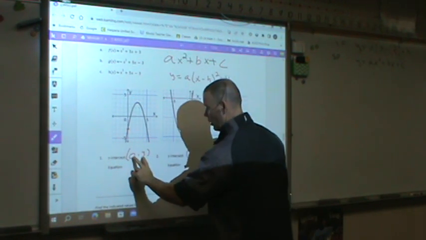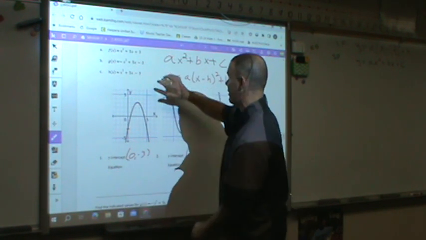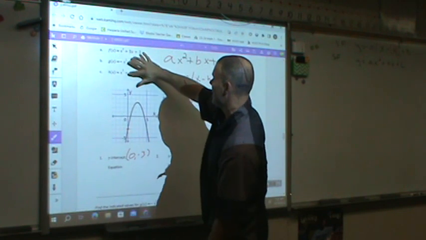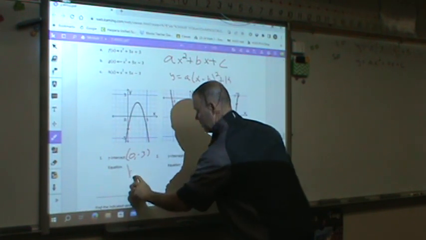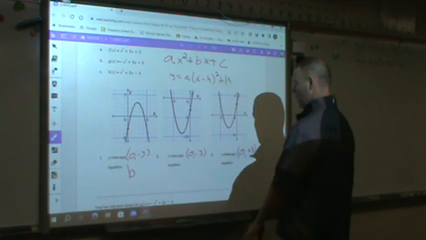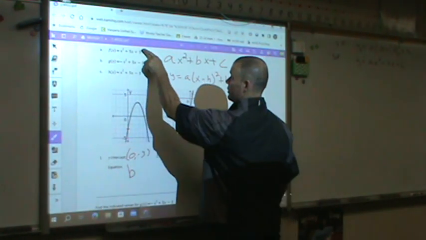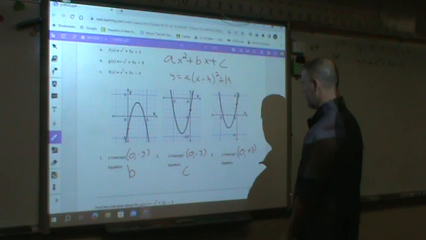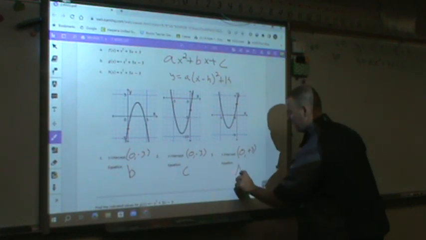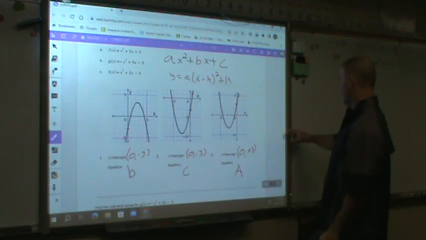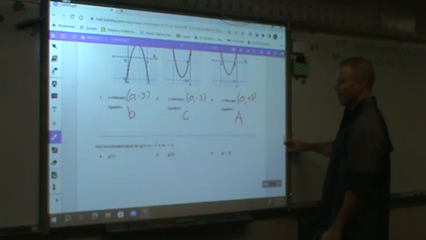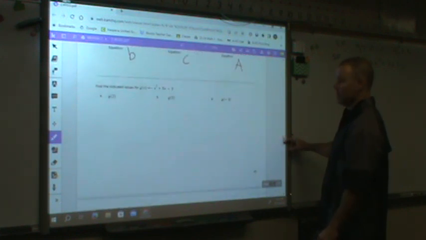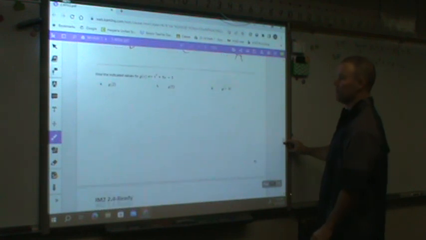So I'm looking for one with (0, -3), and -3 at the end, but that has a negative a value. So that is equation B. The only other -3 is C, so that has to be C, no choice but to be. And then this one has to be A. Done. It's kind of that easy. You'll have more practice problems to do with that. Now when we move down to the other part, this is for the go.